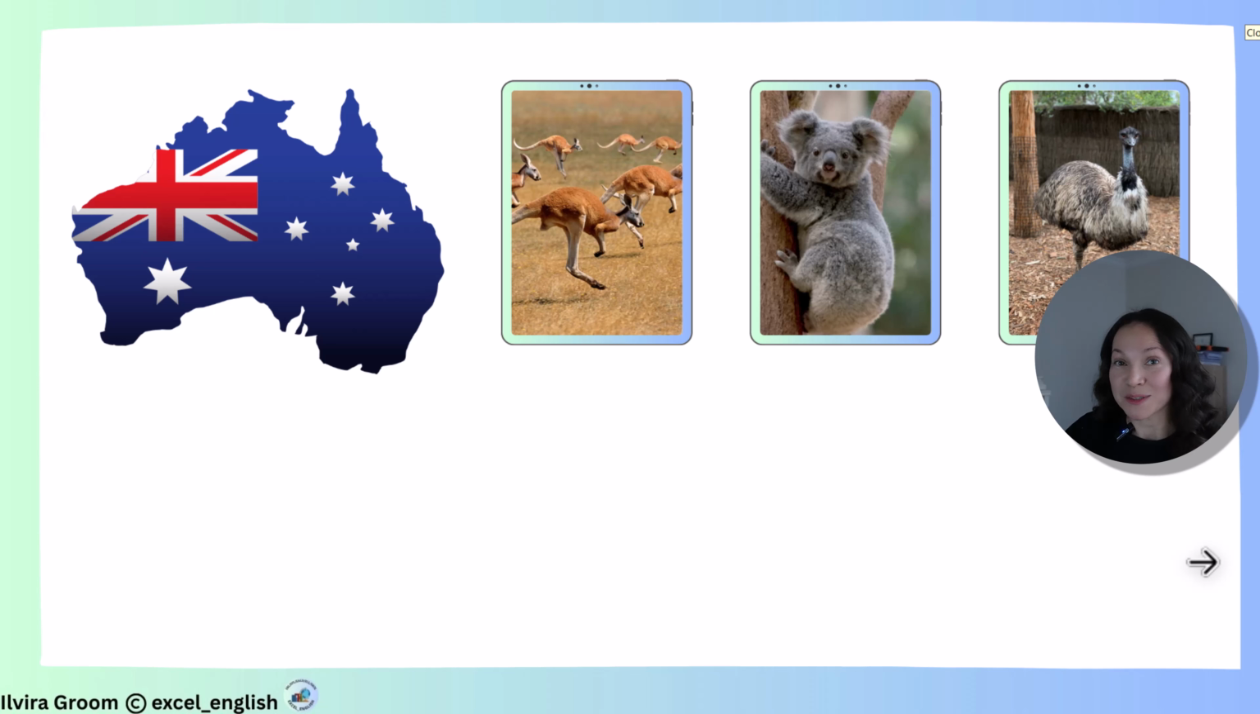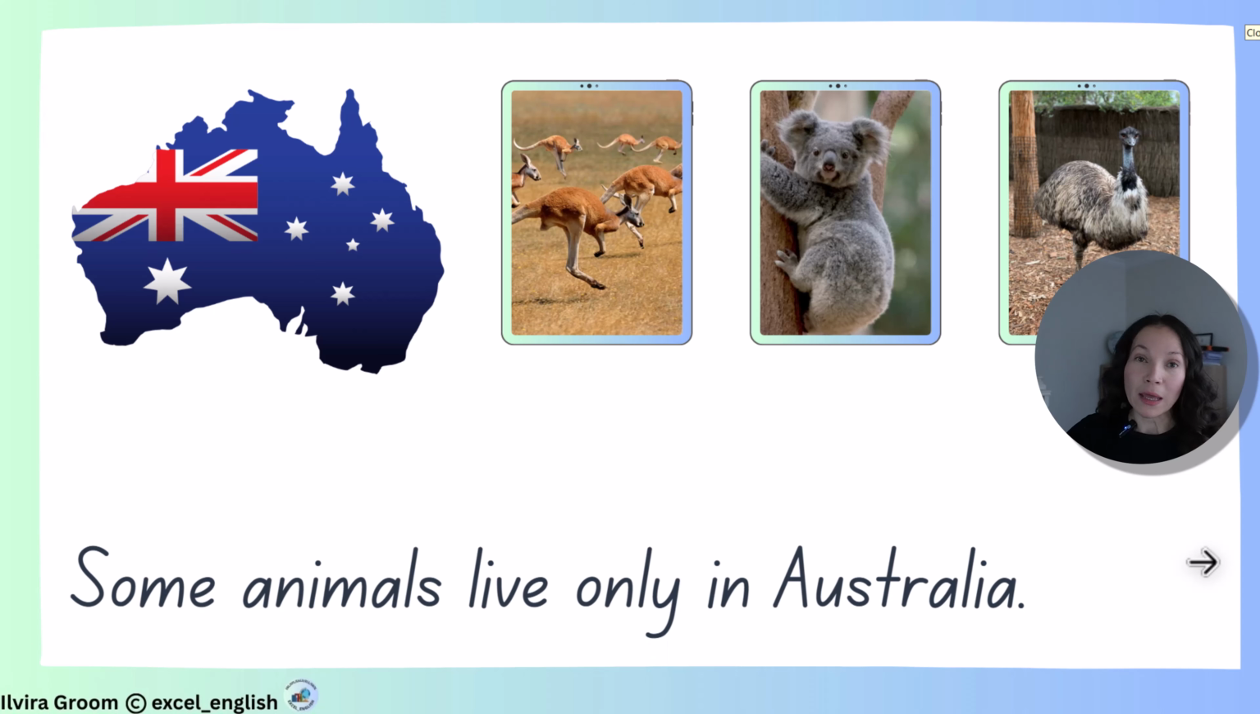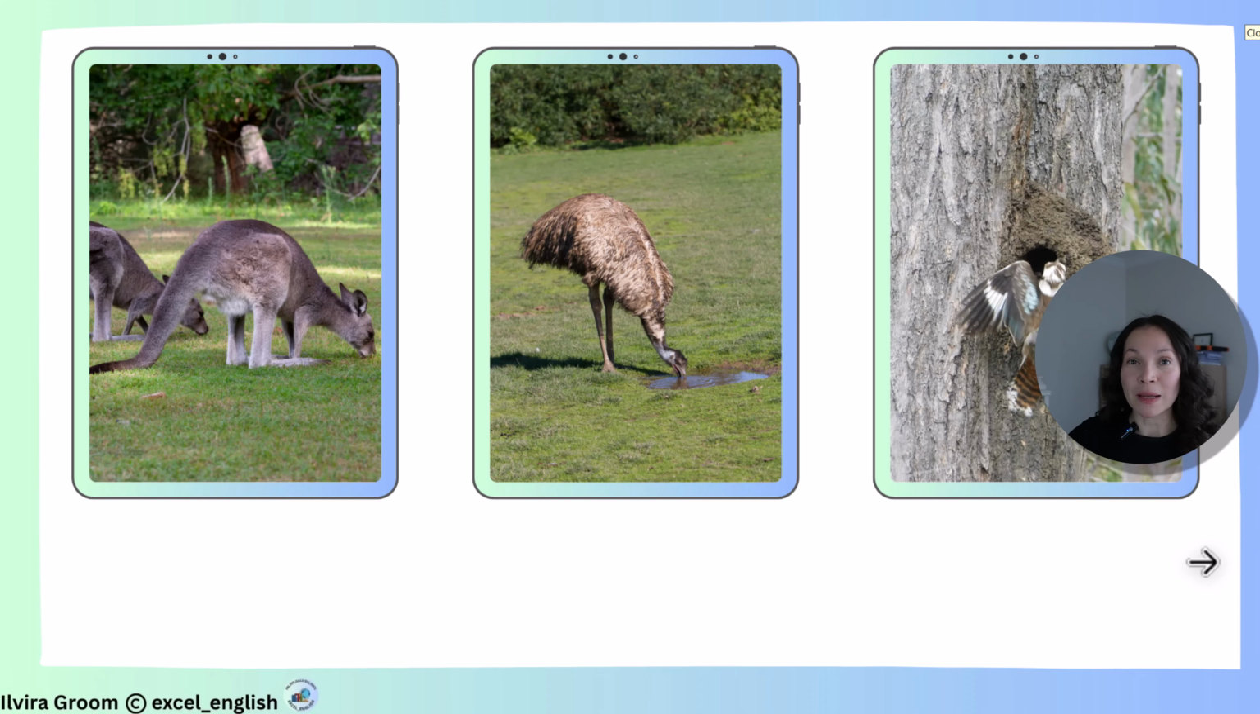Where do these animals live? And students might say they live in Australia. And then I will emphasize that some animals live only in Australia. So kangaroos, koalas, and emus live only in Australia. What I like to do in my lessons is to elicit the information from the students. So I ask them a question. What do animals need? And these visuals will help them to answer this question. So animals need food, water, and home.